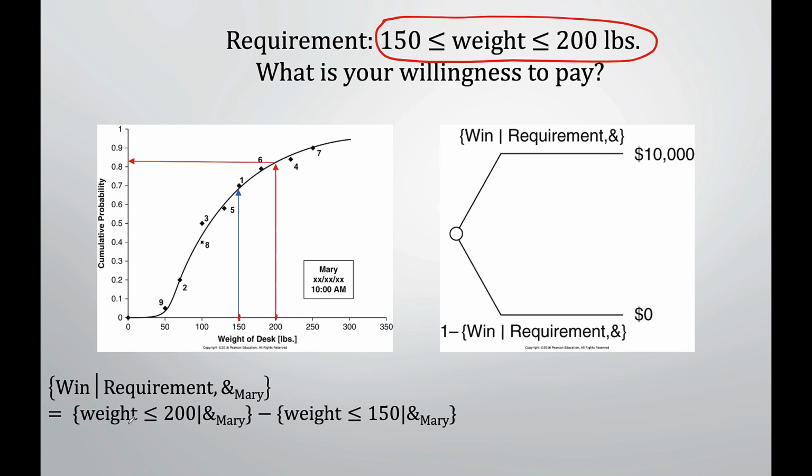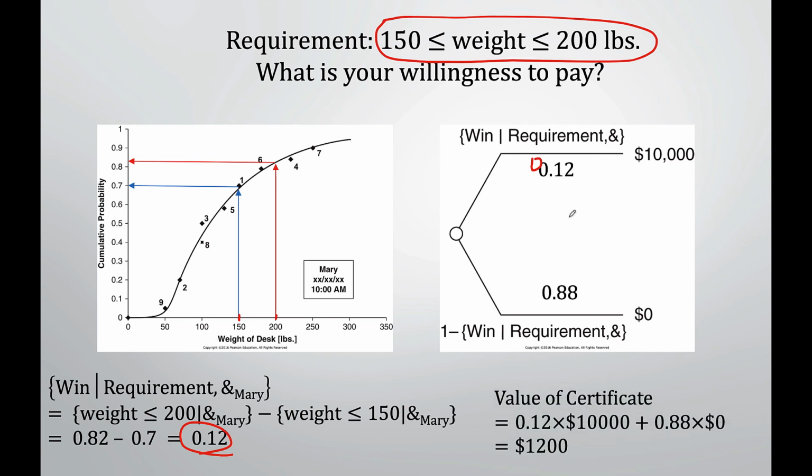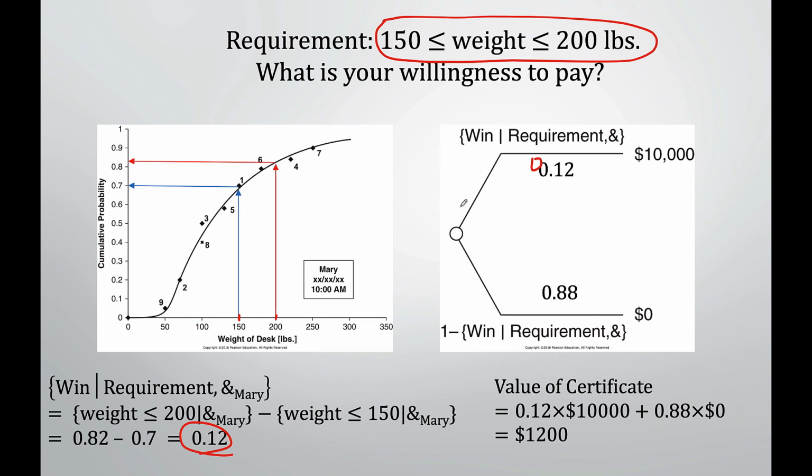That is 0.82. We have figured this out. And the second one is 0.7. So the probability that the weight of the desk is between 150 pounds and 200 pounds is simply the difference between these two, which is 0.12. Then we can put 0.12 over here and 0.88 over here. Again, we get this number because it is the complementary event of this one. It's 1 minus 0.12. And the value of the certificate is the expected value of the certificate since you are risk neutral.